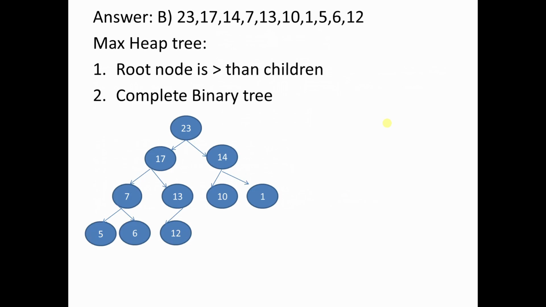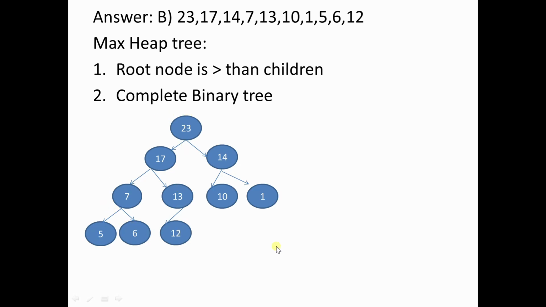For a maximum heap tree it has to satisfy two conditions. One, the root node is greater than the children nodes, and two, it should be a complete binary tree. Let's take option B. Here 23 will be the root node, and below that we have 17 and 14, below 17 it is 7 and 13, and below 14 it is 10 and 1. Again below 7 it is 5 and 6, and below 13 it is 12.